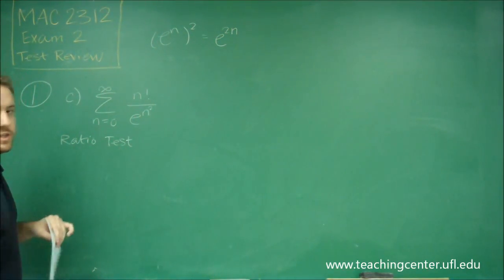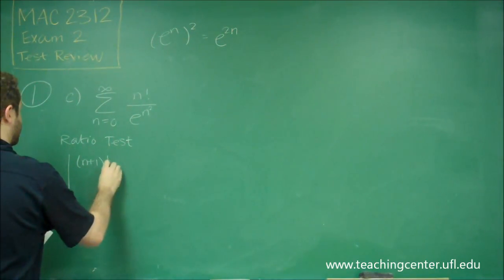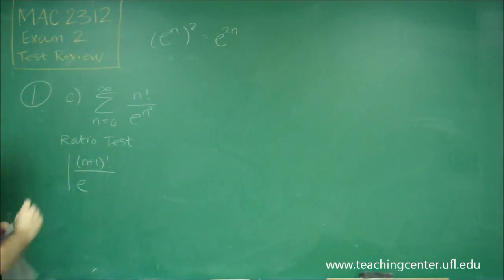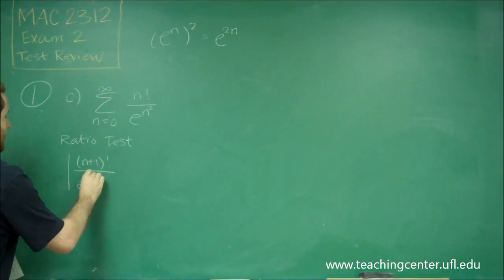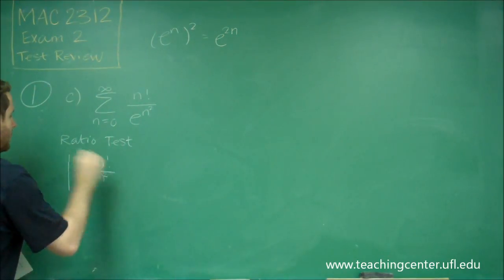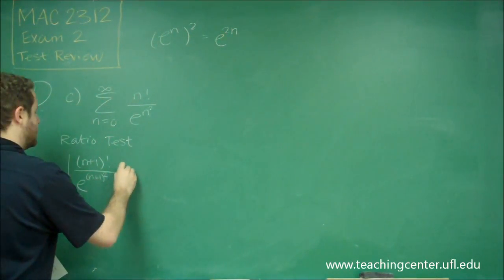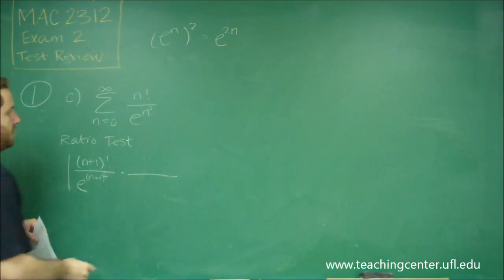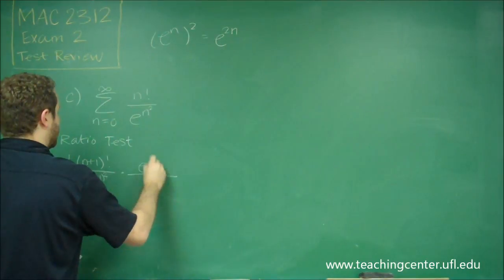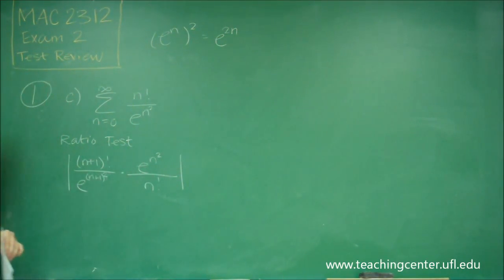And remember, for the ratio test, we're going to take the n plus 1th term. So here, we've got to be careful. We're plugging in n plus 1 instead of n. So we get e to the n plus 1 squared, times the reciprocal of the nth term, because we're dividing by the nth term. So this would be e to the n squared, n factorial.